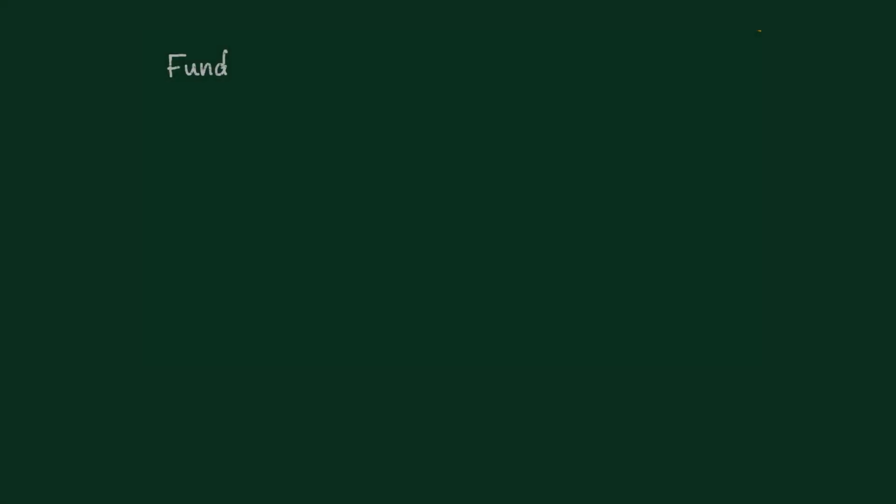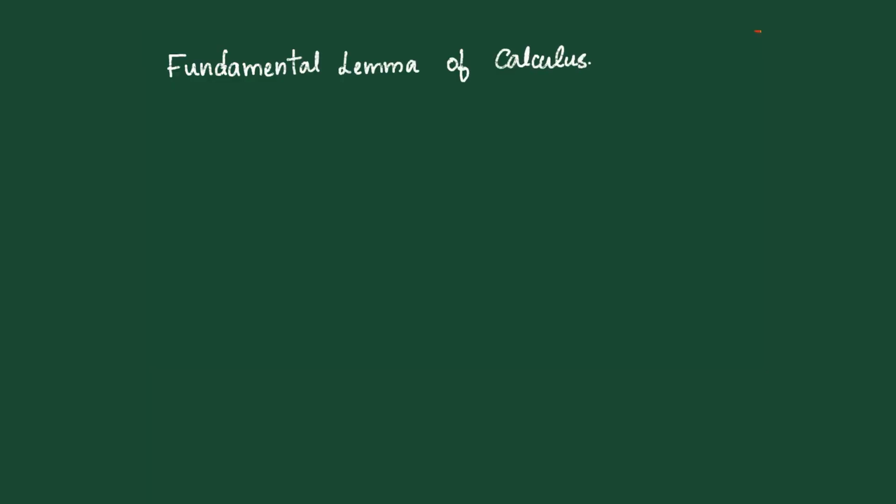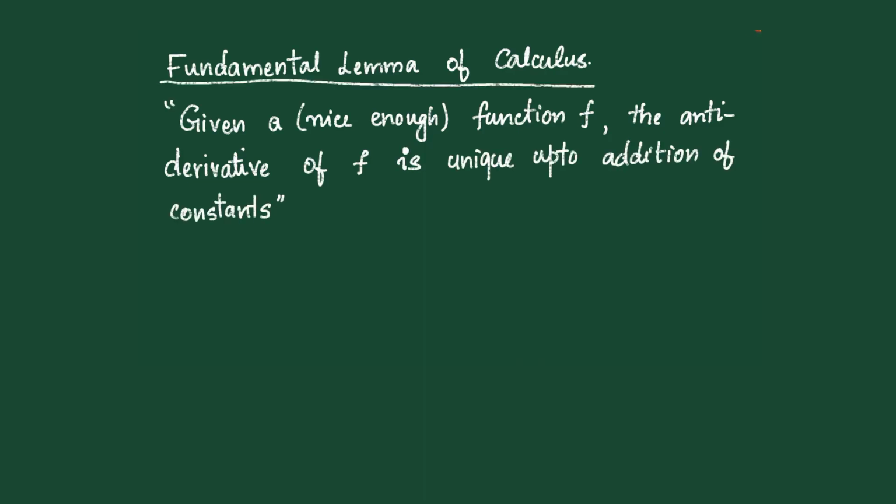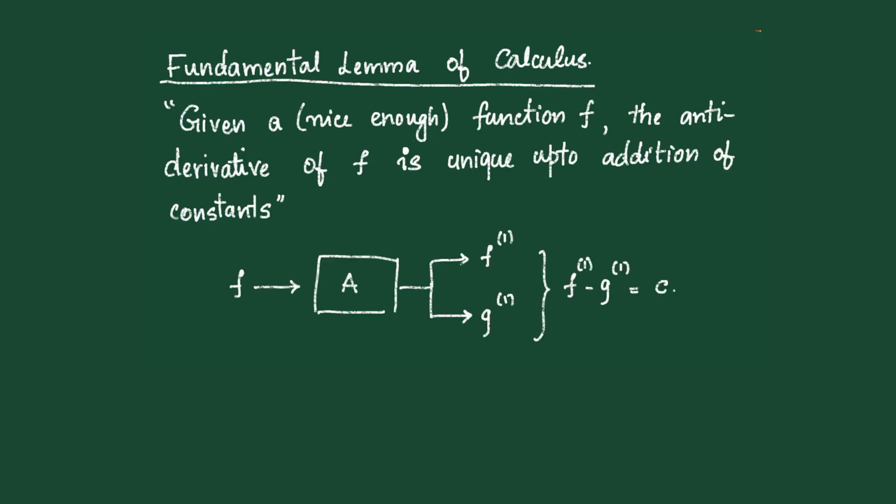This is known as the fundamental lemma of calculus. The fundamental lemma of calculus says that given a nice enough function f, the antiderivative of f is unique up to addition by constants. In layman terms, this means that if we have two antiderivatives f to the bracket 1 and g to the bracket 1, then their difference is a constant.